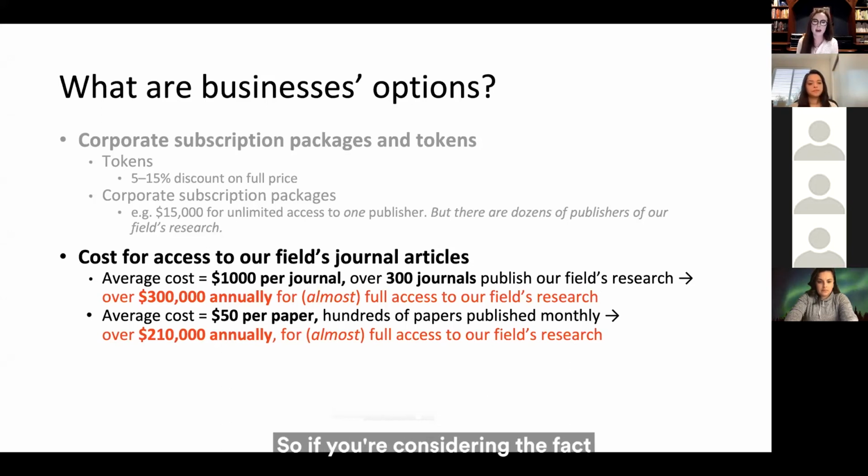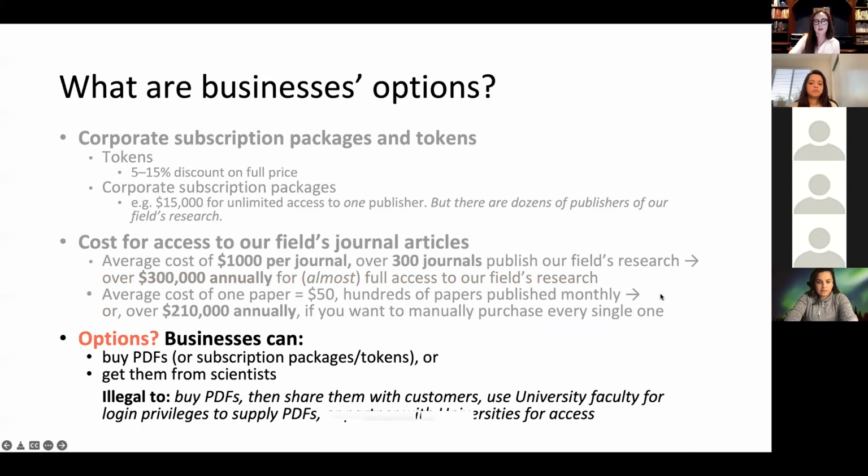So if you're considering the fact that businesses, in order to get their hands on our field's research in a fairly full, deep way, are paying $200,000 to $300,000 per year to do that, it's cost prohibitive for the vast majority of our field's businesses, which means that the vast majority of our field's businesses aren't using research and/or can't get their hands on research in an inexpensive way. So their options are they can buy PDFs like these subscriptions, packages, or tokens, or just like clinicians, they can get them directly from our field scientists.